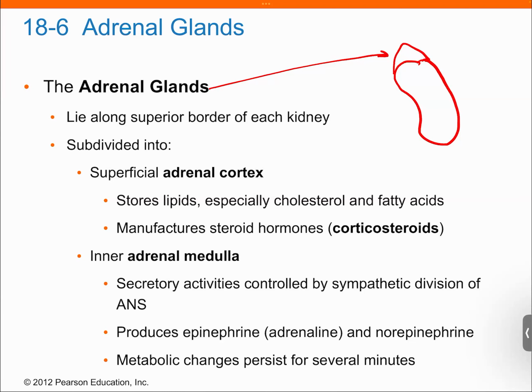Oftentimes, you'll hear the term suprarenal. That's referring to the adrenal glands. So you'll hear that term as well. That's just a positional term. Supra, above, renal, the renal system, which is the kidneys.